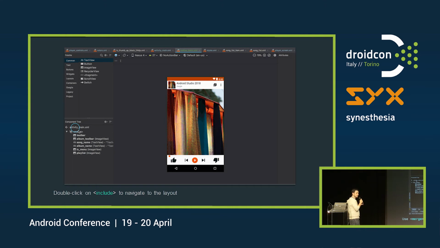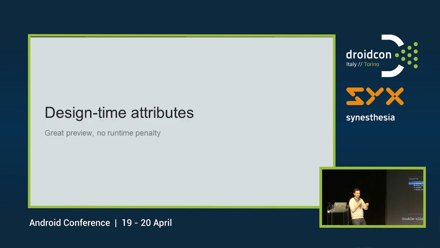You can navigate to the included layout by double-clicking on the component tree. So in this case, you double-click the include. And if you want to go back to your layout, you just have to click the back arrow in the component tree. So you can also navigate and see in context and edit the new layout that you just created.